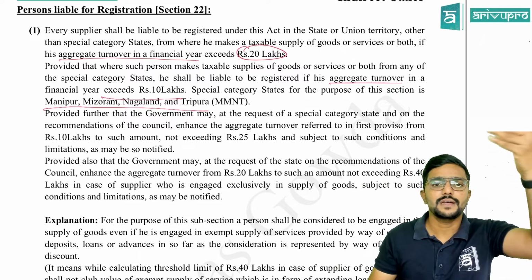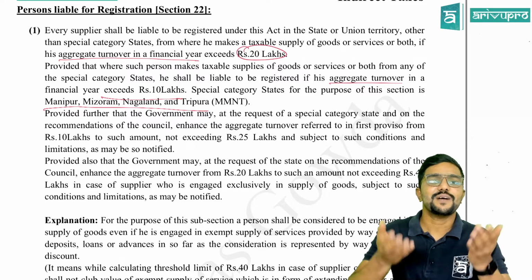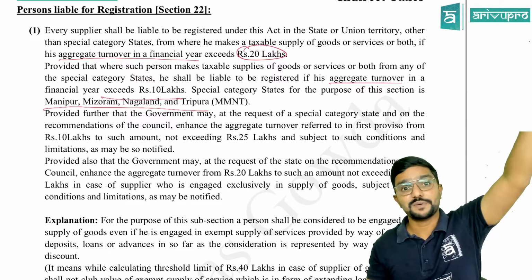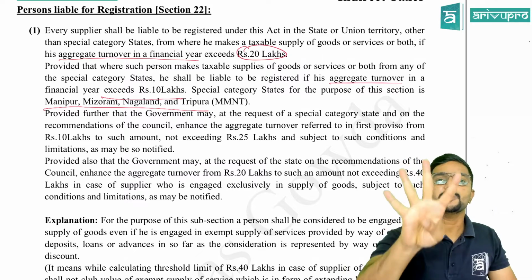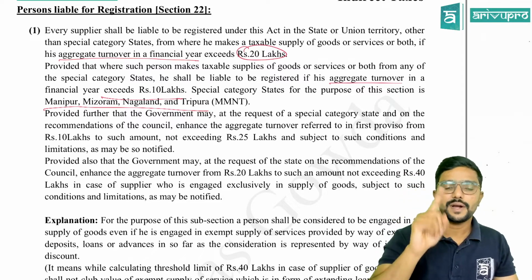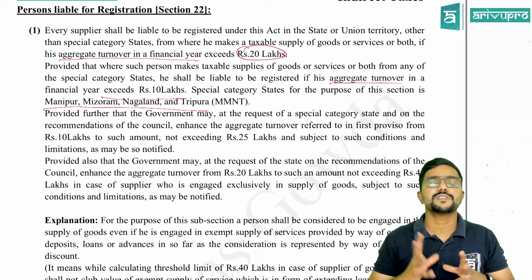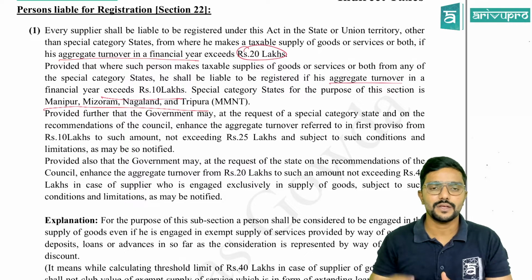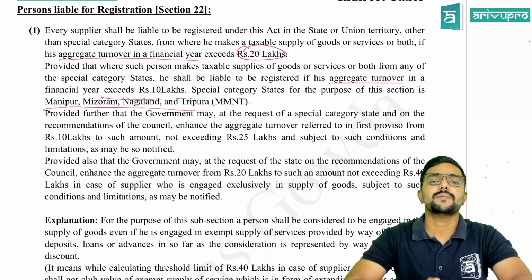Clear? So out of 11, under Section 10, they have classified only 8 states as special category states. Now coming to Section 22, they have taken only 4. Totally, there are 11 special category states as per Article 279A, but for registration purpose, they have categorized only 4 states as special category states, guys. All 4 are northeastern states. Which are those? Come on. Manipur, Mizoram, Nagaland, Tripura. So if you are a person operating in any of these states, what is the turnover limit applicable for you? 10 lakh. If your turnover crosses 10 lakh, you have to get registered. Then for any other state, the turnover limit applicable is 20 lakh.